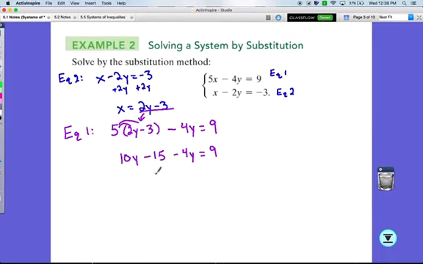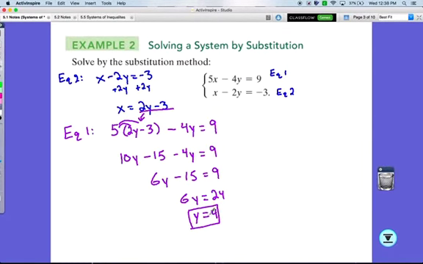Combine like terms, so this becomes 6y minus 15 is equal to 9. Add the 15 over, so 6y is equal to 24. Divide the 6 over, so y is equal to 4. That's half your answer. The solution to a system is an ordered pair.